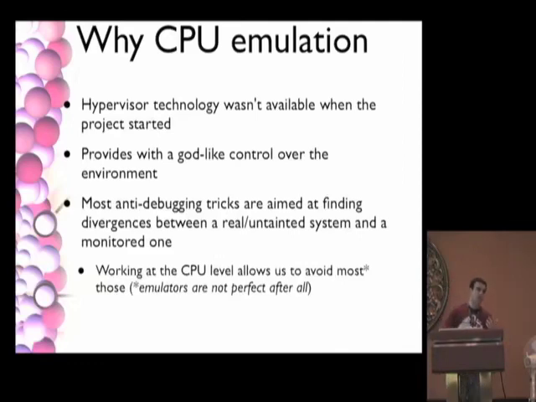So working with a CPU emulator and just building a totally standard system on top of that allows us to pretty much disregard most of these checks, because we're going to be running a full Windows with the full APIs, the full DLLs. There is nothing really to detect other than discrepancies in the CPU emulation. But Bochs is not perfect, but fairly good.